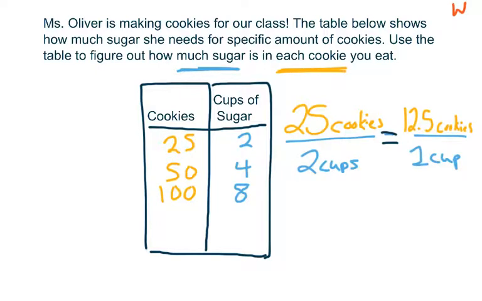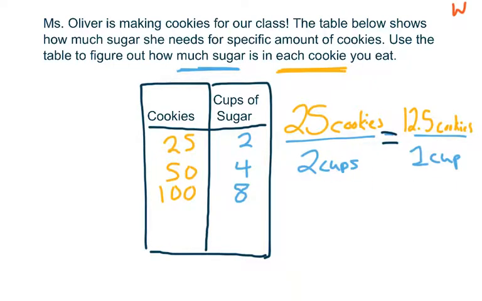So if this is what one student did, let's see if this answers our question. What they did was they put 25 cookies divided by 2 cups. I agree with that fraction because they're using the x and the y value that are related to each other. They simplified it to get 12.5 cookies per 1 cup. Think about whether you agree or disagree with that. I do agree with what they did here. This looks like correct work.